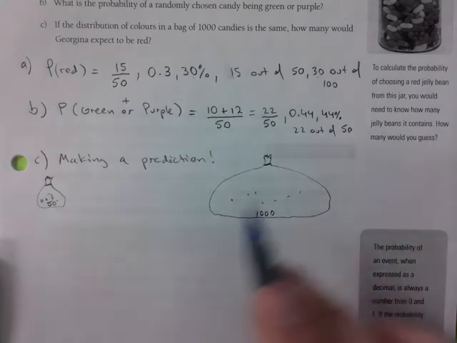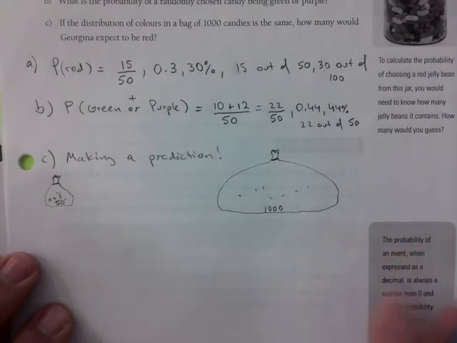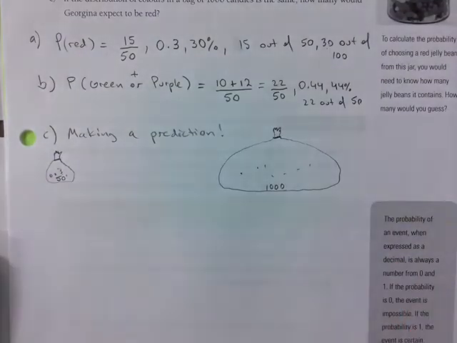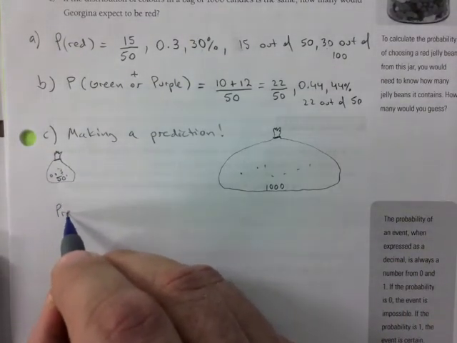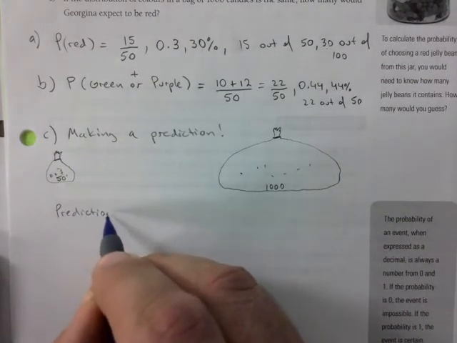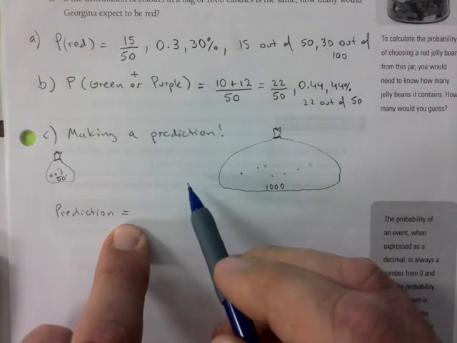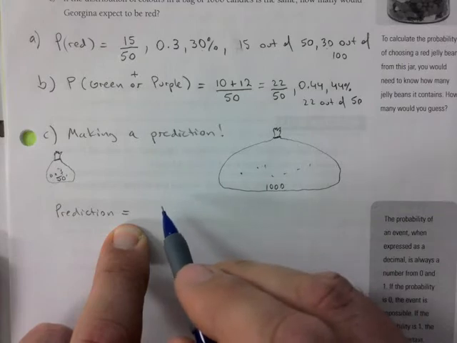So you're making a prediction. So watch how you do this. If you didn't write down the formula on the previous page, here it is. Prediction is equal to, we want to know how many reds we have in the other one, right?